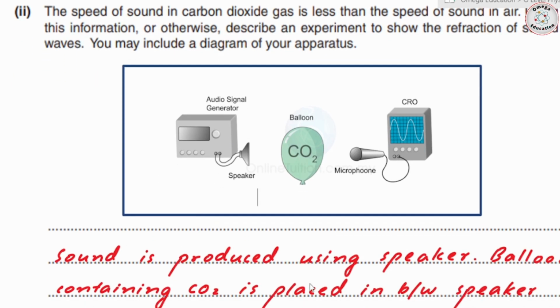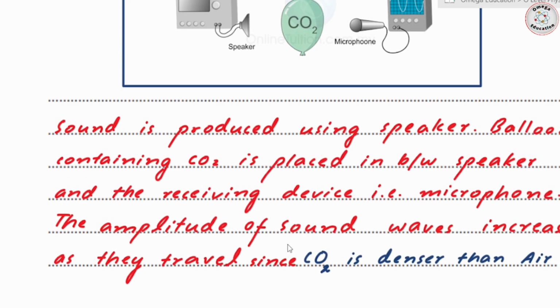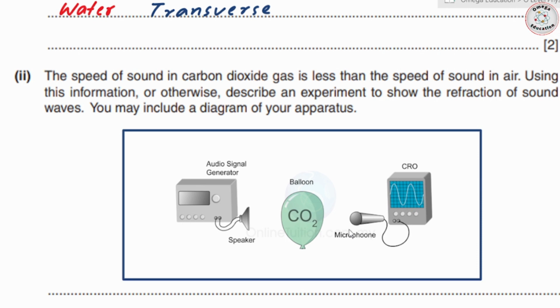Sound is produced using the speaker. Balloon containing CO2 is placed in between speaker and the receiving device, that is the microphone. The amplitude of the sound wave increases as it travels, since CO2 is denser than the air. So I have included the source of sound. I've included the carbon dioxide, which is contained in the balloon. Then I've included the microphone, which is going to receive the signal. You add these things, you write these things.